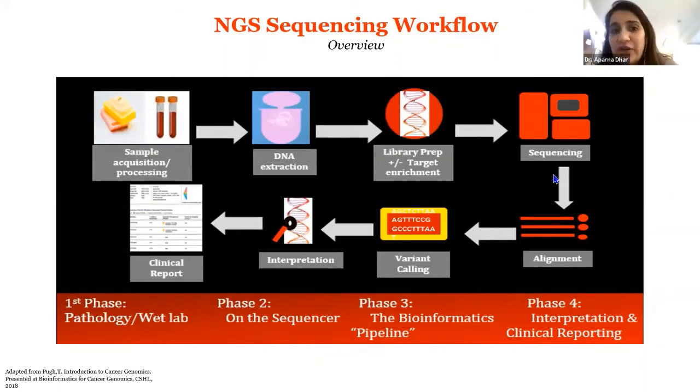Once you've done that and your genes of interest are amplified, they're put into the sequencing machine where they get aligned with a reference genome. Remember, the Human Genome Project gave us access to all the data with respect to the human genome. It gets aligned over there. We start doing a variant call.